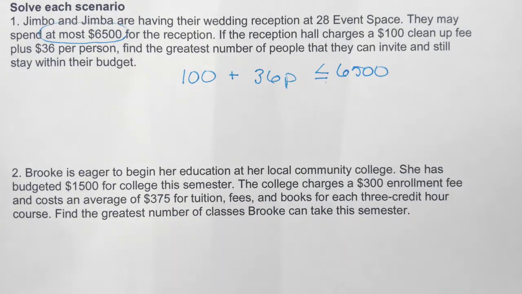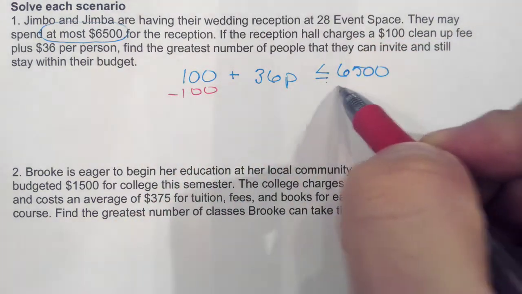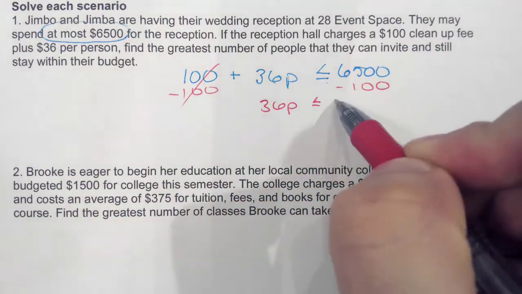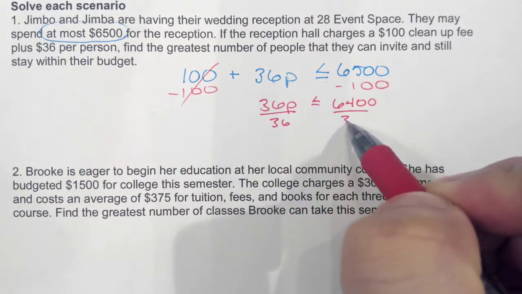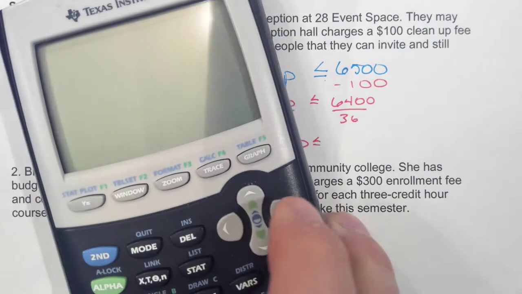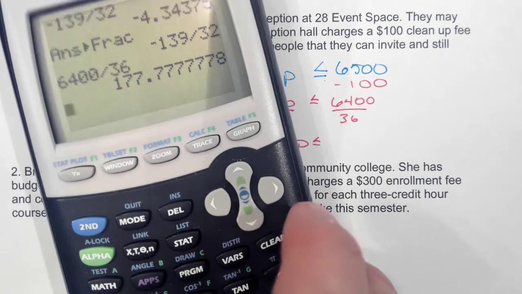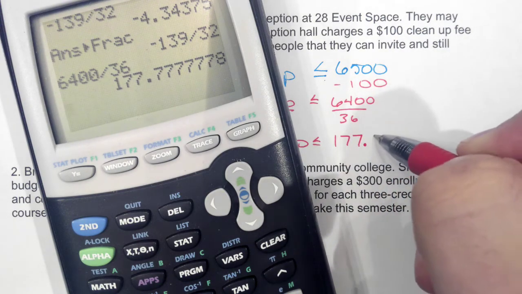So we've got our inequality set up, nice and easy to solve. The first thing you're going to do is get that normal number out of there by subtracting 100. So it looks like 36p is less than or equal to 6,400. Of course, divide both sides by 36. I don't flip my inequality because that's a nice positive number. And p is going to be less than or equal to 6,400 divided by 36, which is 177.8 if you round it.